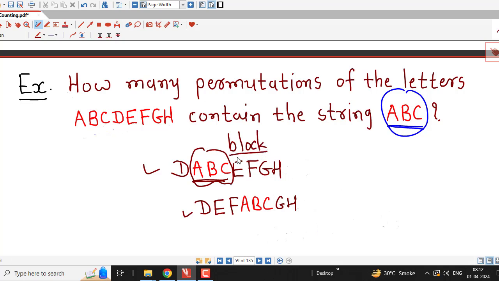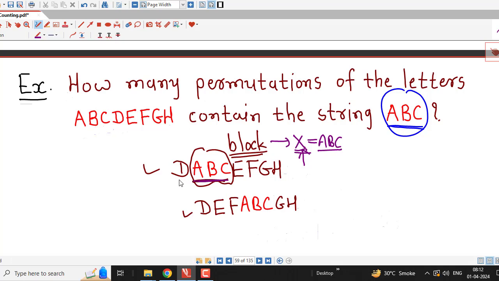So we can consider ABC as one object. For example, suppose I denote ABC by, say, capital X. Suppose capital X equals ABC. Then ABC must occur as a block. Therefore we will consider ABC as a single object.